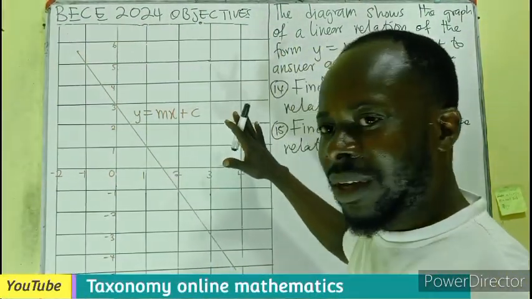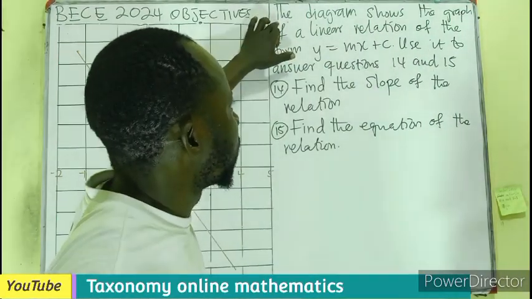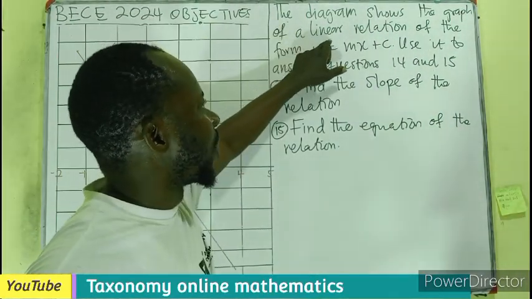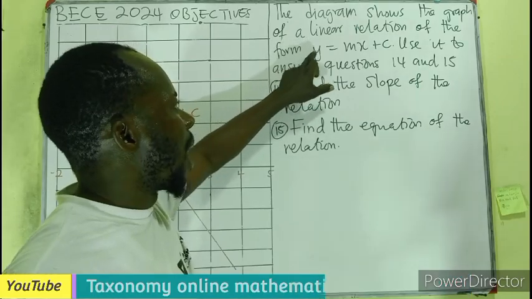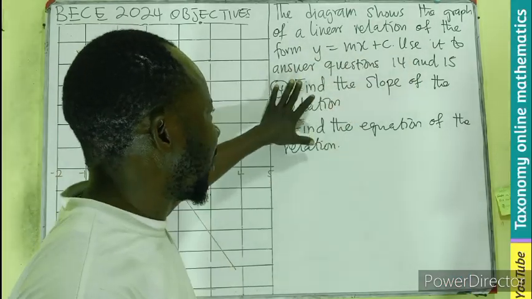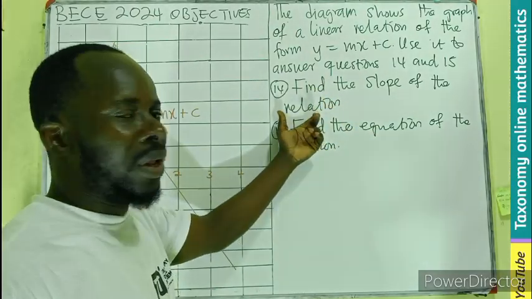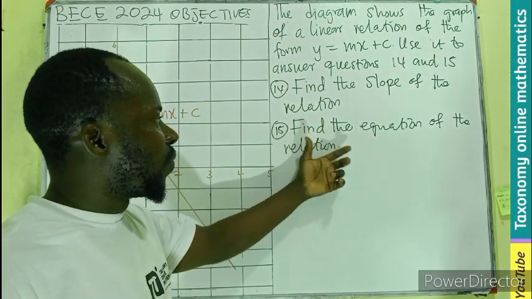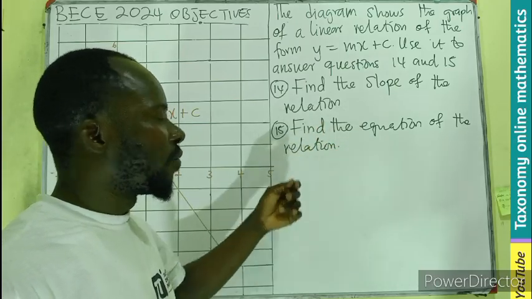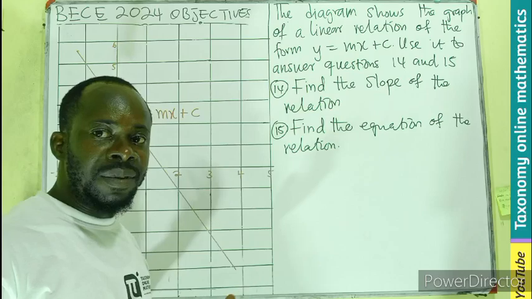We have this grid showing the graph. So they say the diagram shows the graph of a linear relation of the form y equals mx plus c. We have to use it to answer these two questions. Question 1, we have to find the slope of the relation. And question 2, we have to find the equation of the relation. This is a BECE 2024 objective test question.